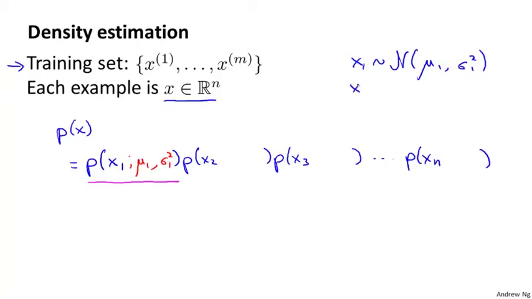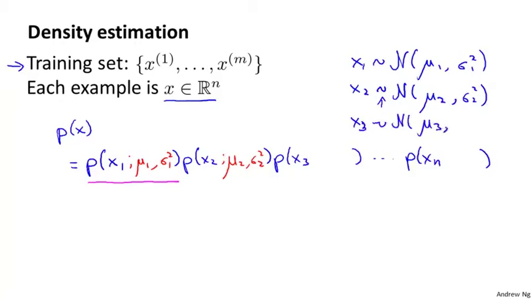And so P of x1 is going to be a Gaussian probability distribution with mean mu1 and variance sigma squared 1. And similarly, I'm going to assume that x2 is distributed Gaussian. That's what this little tilde stands for. That means distributed. This is distributed Gaussian with mean mu2 and sigma squared 2. So it's distributed according to a different Gaussian, which has a different set of parameters, mu2 sigma squared 2. And similarly, x3 is yet another Gaussian, and so this can have a different mean and a different standard deviation than the other features, and so on up to xn. And so that's my model.